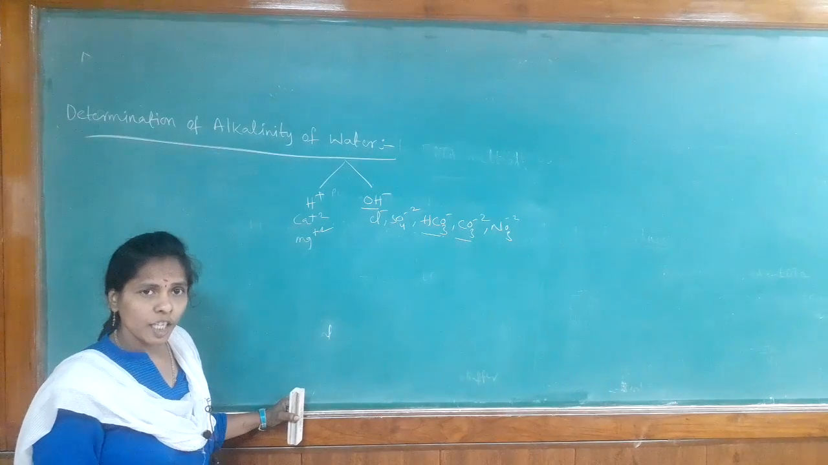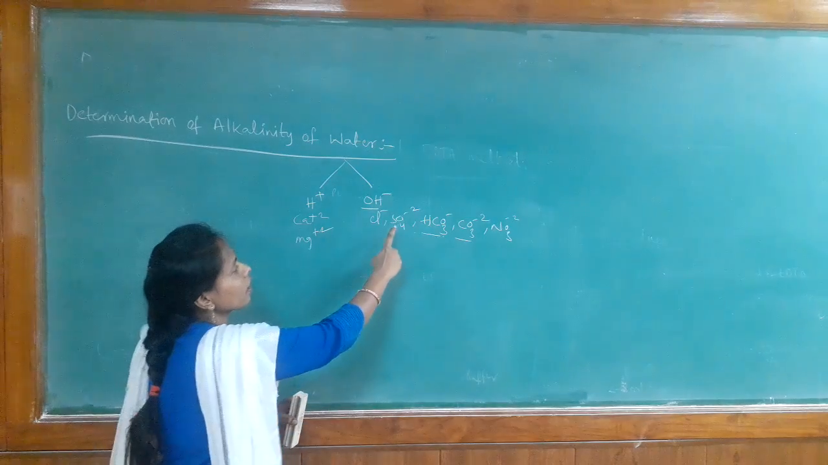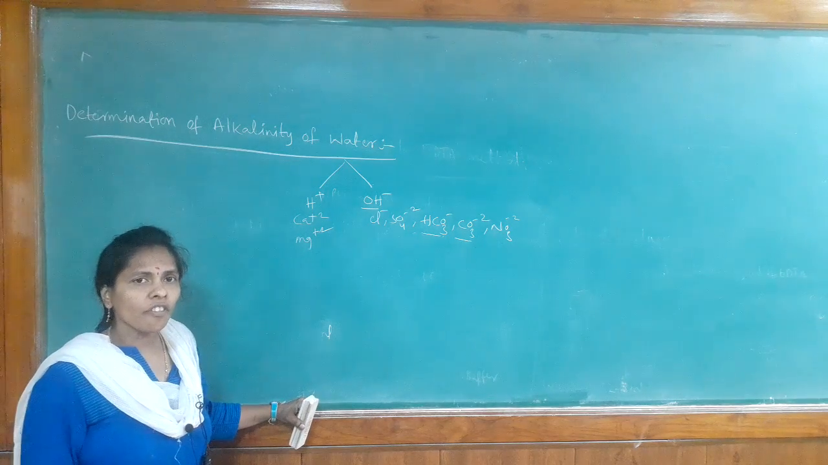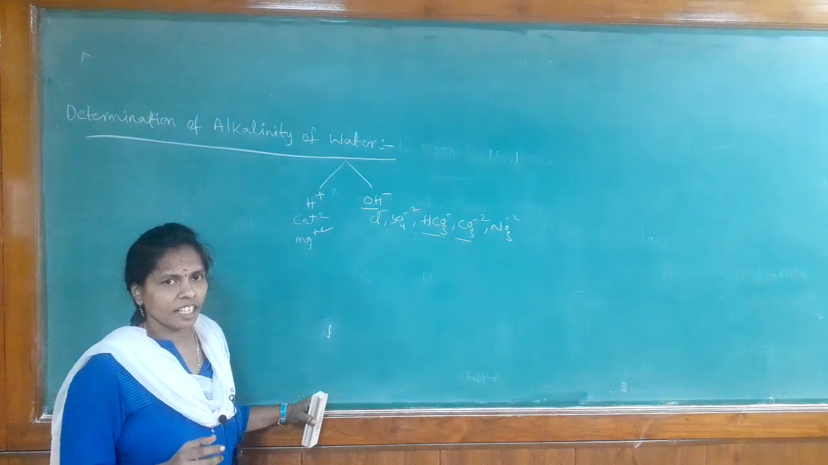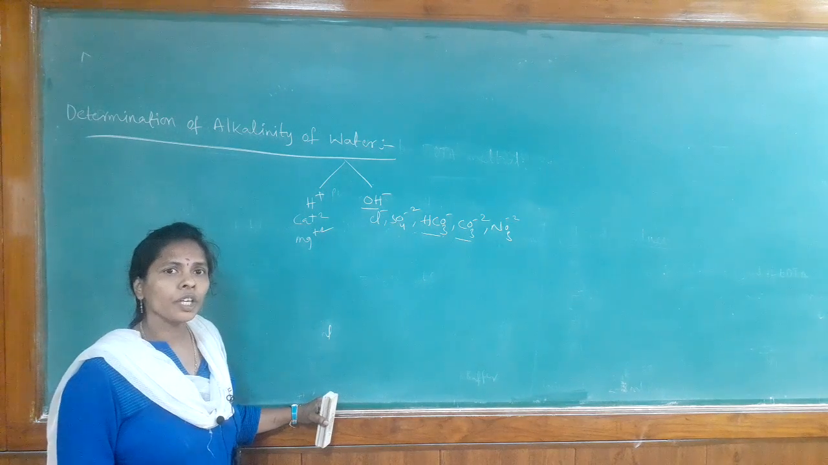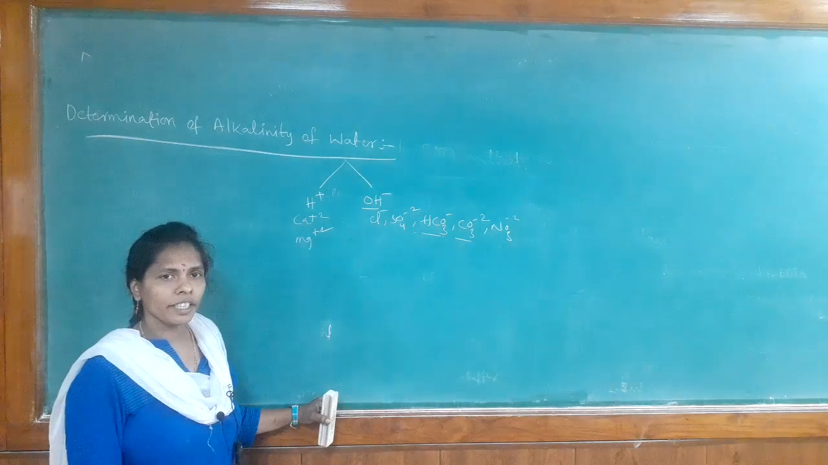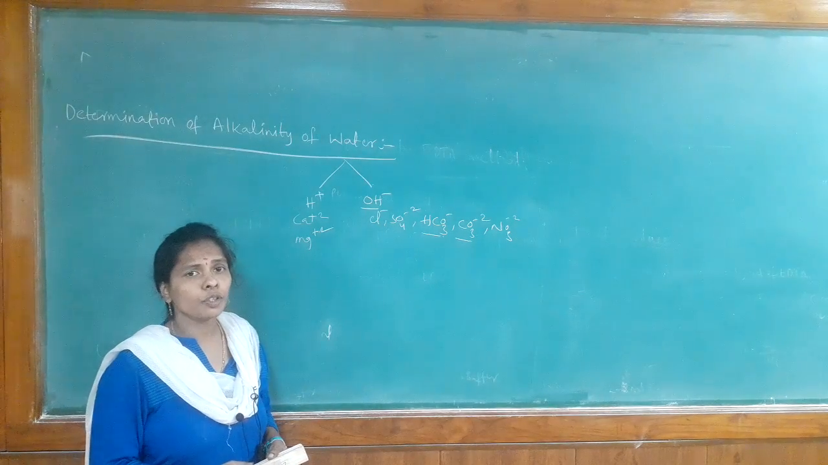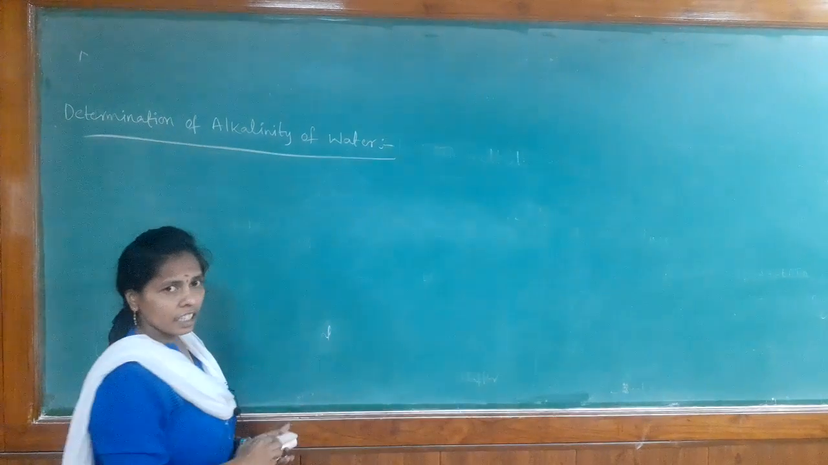Now in our experiment we are going to find how much OH minus alkalinity, bicarbonate alkalinity and carbonate alkalinity are present in the given water sample. We are not finding each individual alkalinity. We are going to find the total alkalinity and also OH minus and carbonate alkalinity, but we are not going to find bicarbonate alkalinity. I will explain later why. So, the three ions that cause alkalinity to the water sample are OH minus, carbonate and bicarbonate.